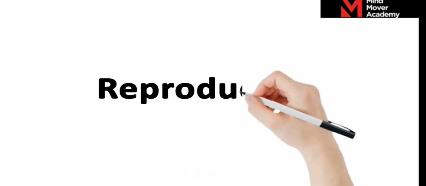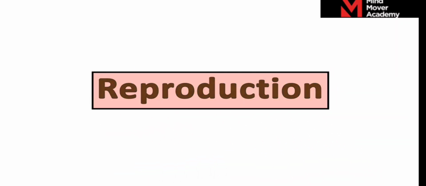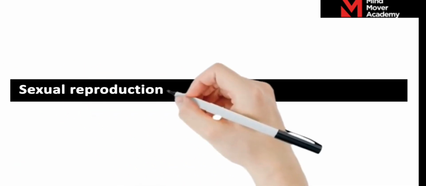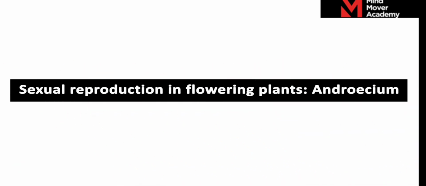Students, now that you have studied reproduction in the previous chapter, I'm sure you understand how crucial it is for the survival of living organisms. So, in this chapter, we'll discuss the various aspects of sexual reproduction in flowers in a detailed manner.